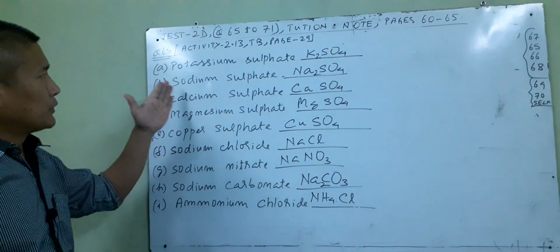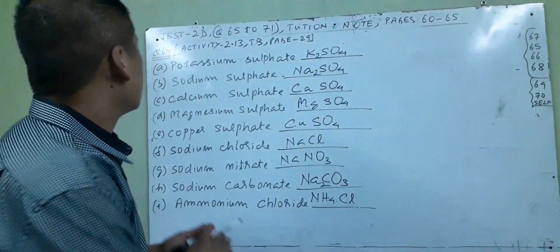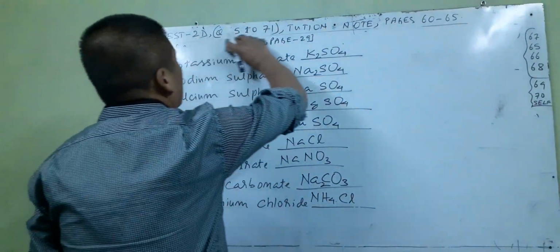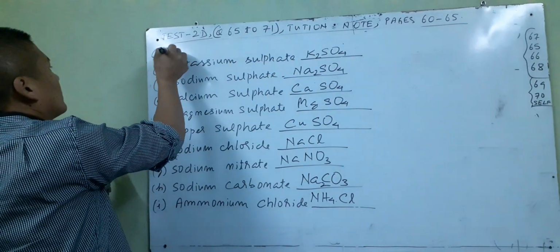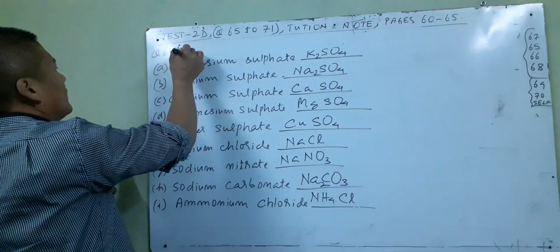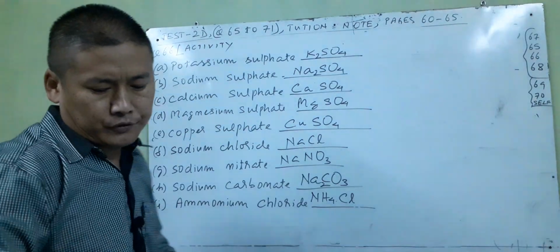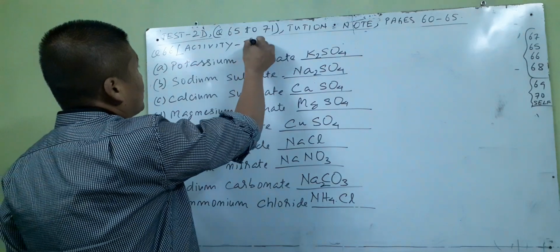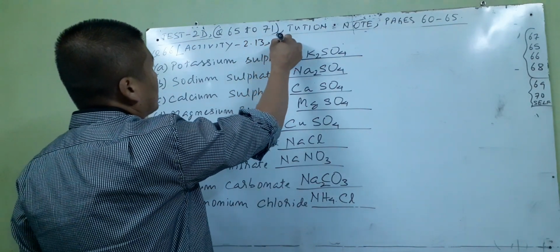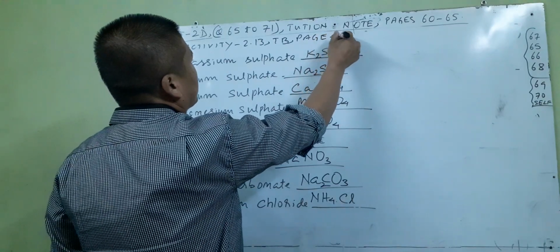Now we will go to the next activity, question number 66, which we'll find on... So let me write down. Tuition note is question 66. If you don't have that, then it is activity 2.13, same number, but it's now in the textbook on page 30. Okay, go to page 30.